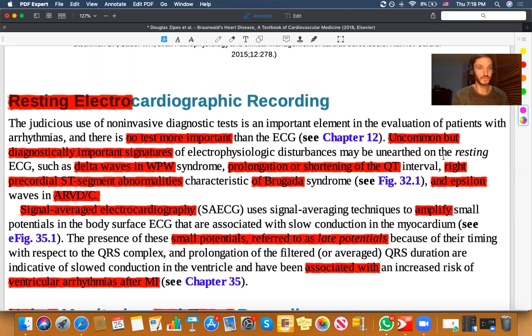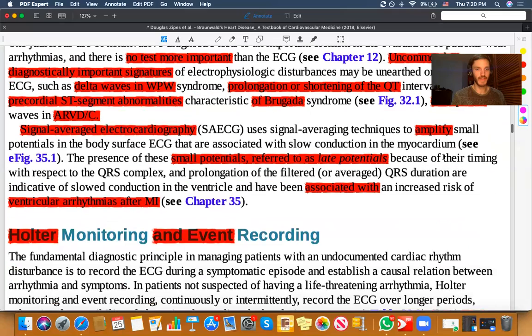I think that would go into the lapsus brutus section. So, prolongation or shortening of the QT interval, right precordial ST segment abnormalities characteristic of Brugada, and the epsilon wave seen in arrhythmogenic right ventricular dysplasia. But remember that it's now named arrhythmogenic ventricular dysplasia because it can affect the left ventricle as well. So signal-averaged electrocardiography might work out because it can amplify small potentials, which are referred to as late potentials, and these are usually associated with ventricular arrhythmias after MI.